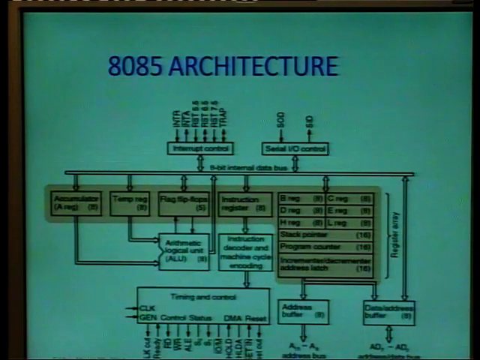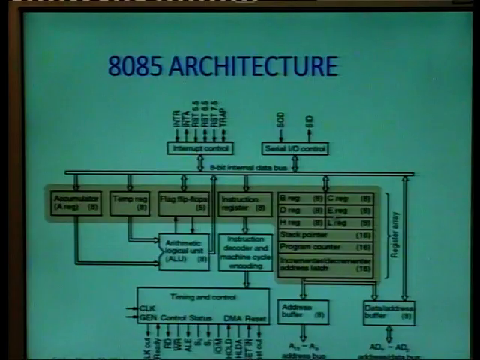The arithmetic logic unit of 8085 is capable of performing various arithmetic and logical operations. It can perform addition and subtraction, and in the logical operations it can perform logical AND, logical OR, exclusive OR, complement, and shifting of the numbers. So, all these operations can be performed in the arithmetic logic unit.